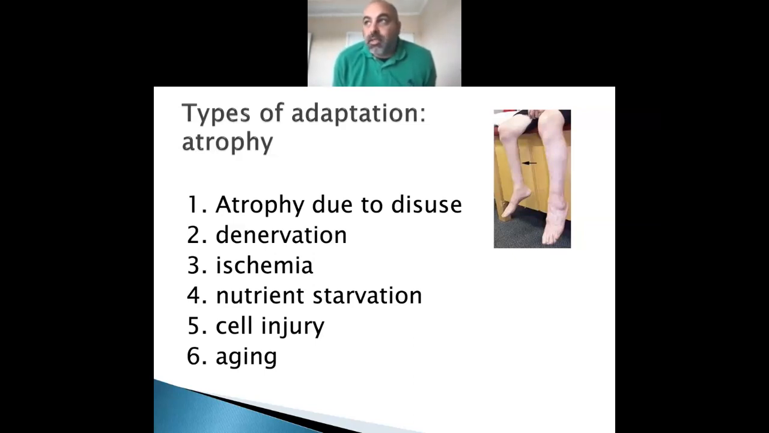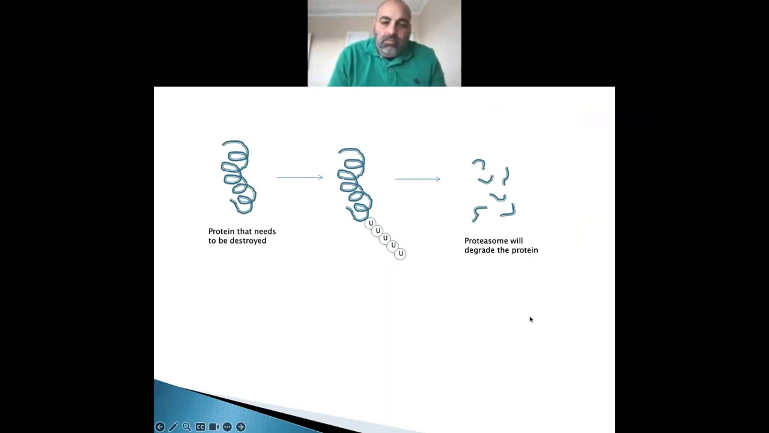And then also in celiac disease. Cell injury, so that would be like my situation when having surgery, atrophy incredibly quick. And then aging, typically due to testosterone decrease, is the causation there. Ubiquitin, so when we need to destroy a protein, we tag it with ubiquitin, and then a proteasome will destroy it, will recycle it, reuse the amino acids as needed.